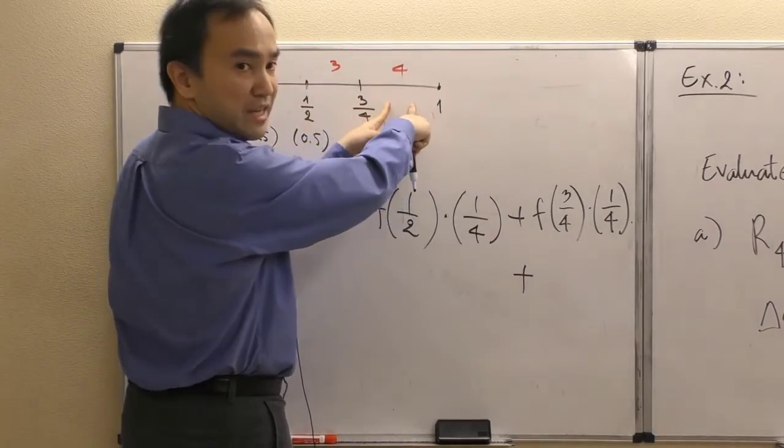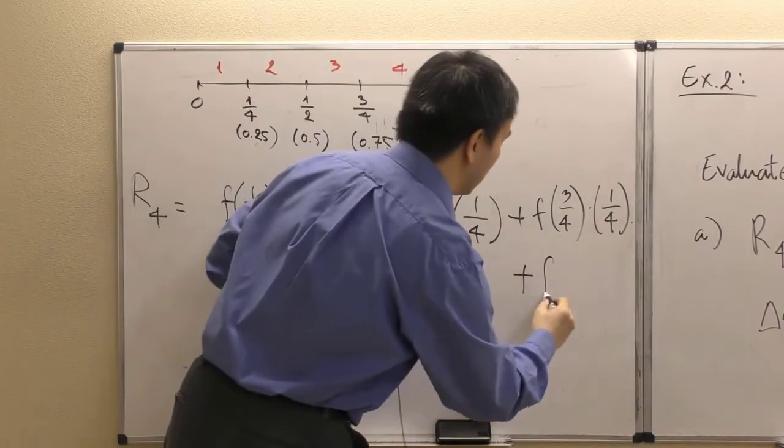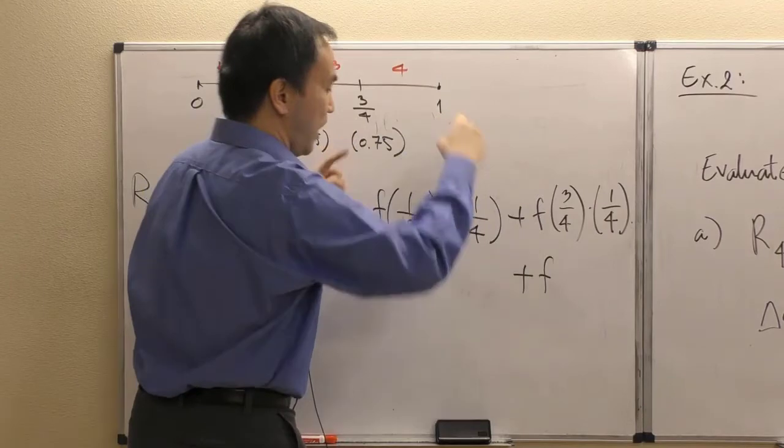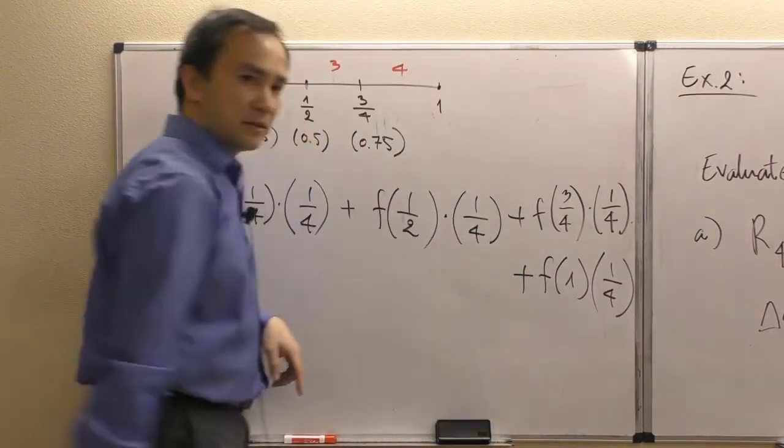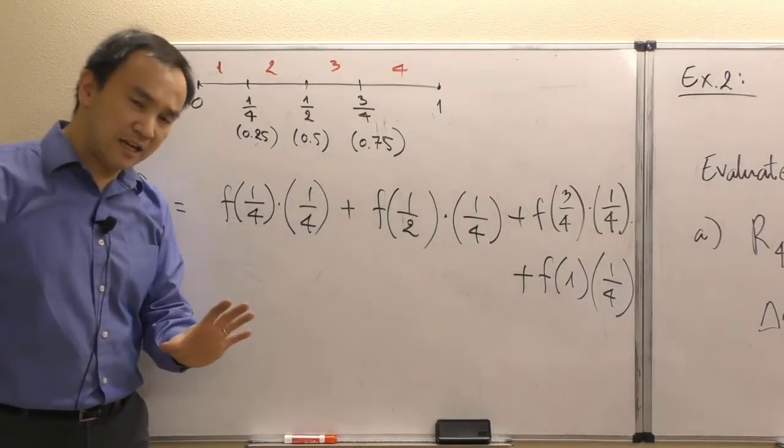Okay, and I'm going to add my last term. My last term comes from the fourth interval. So the right endpoint of the fourth interval is 1. So now f of 1 times 1/4. Okay, see how easy we can follow that setup right there.